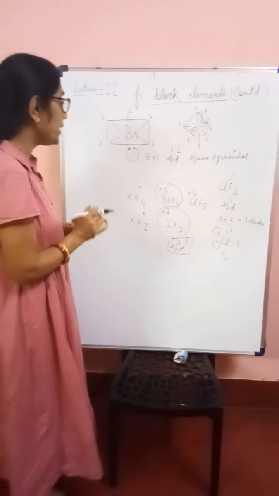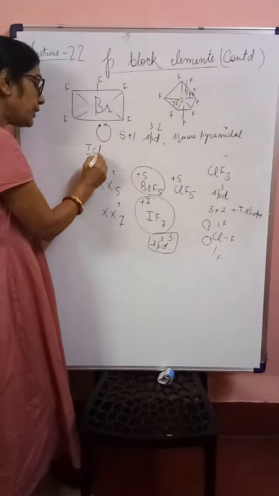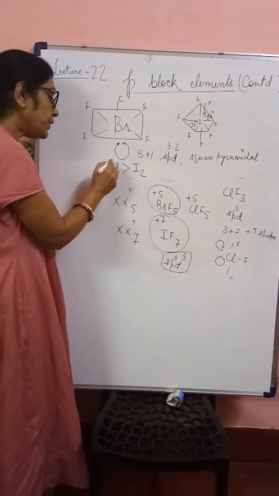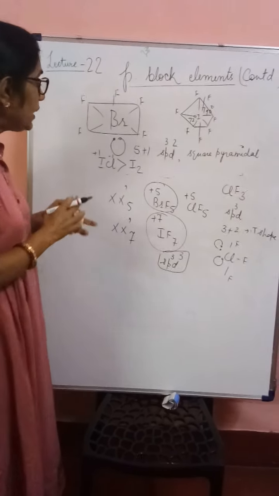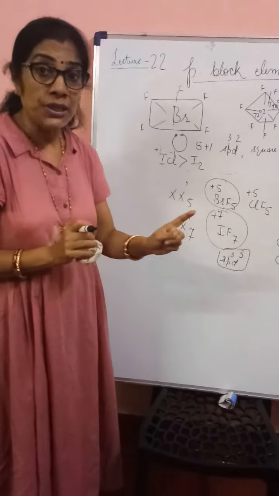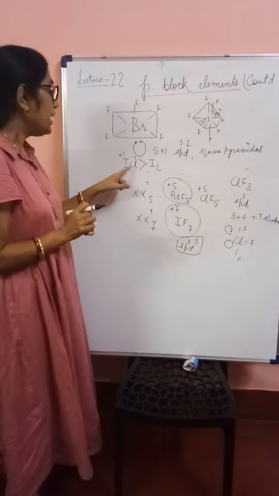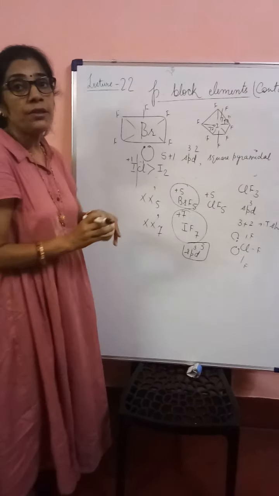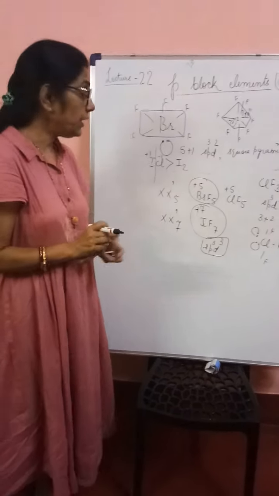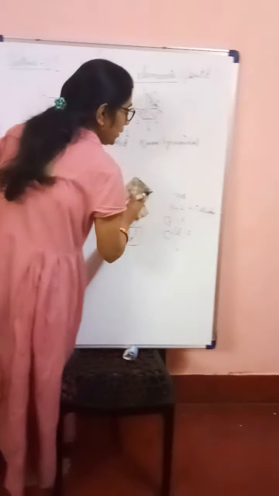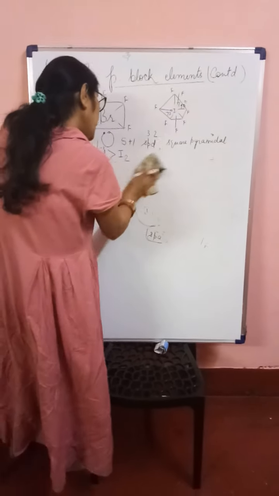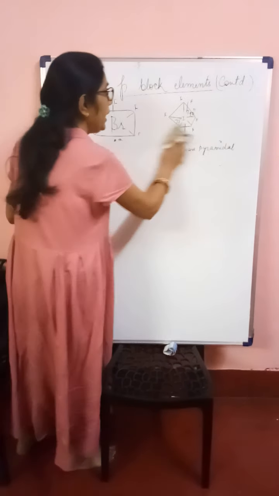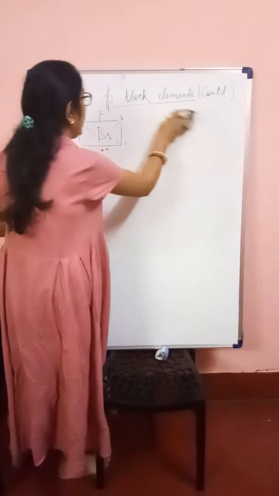One NCERT in-text question is: explain why ICl is more reactive than iodine itself. Why is it so? Because it is polar. Why is it polar? Because it is made up of two different halogens, and since it is polar, its bond dissociation energy is also less. It can easily be cleaved, and the lesser the bond enthalpy, the more the reactivity, and vice versa. So interhalogens are more reactive than halogens. Interhalogens are polar, and their bond dissociation enthalpy is less as compared to the normal halogens.